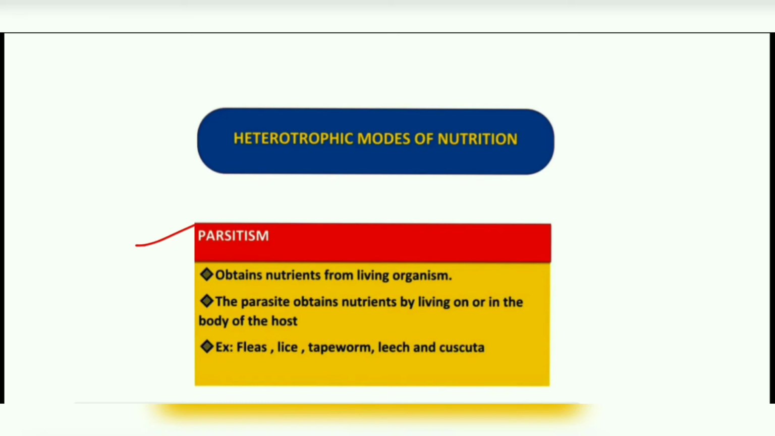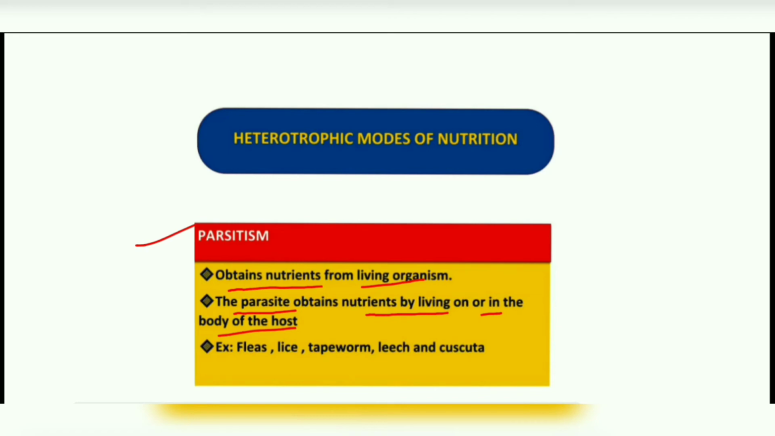These parasites obtain nutrients from living organisms. The parasites obtain nutrients by living on or in the body of the host. So they depend on other living organisms. They are again divided into two types: the facultative and the obligate.